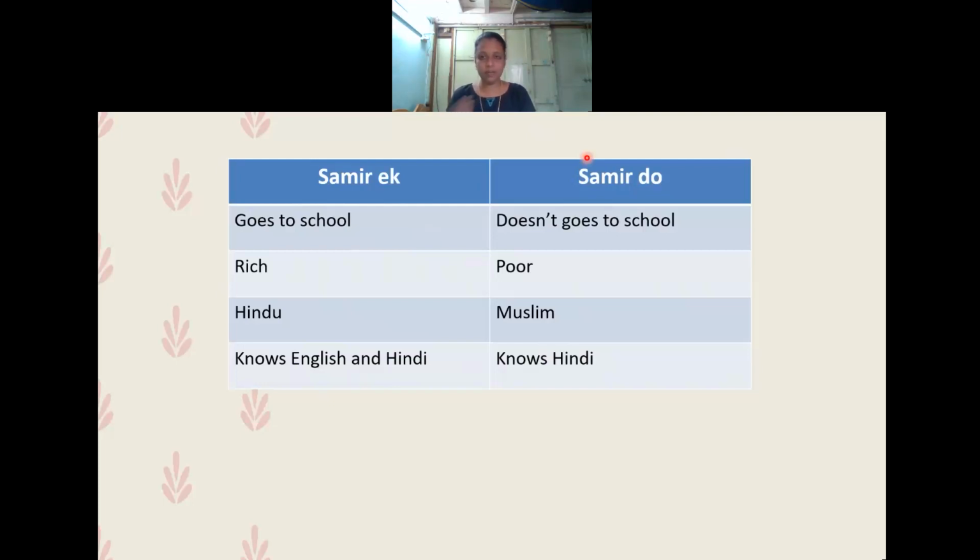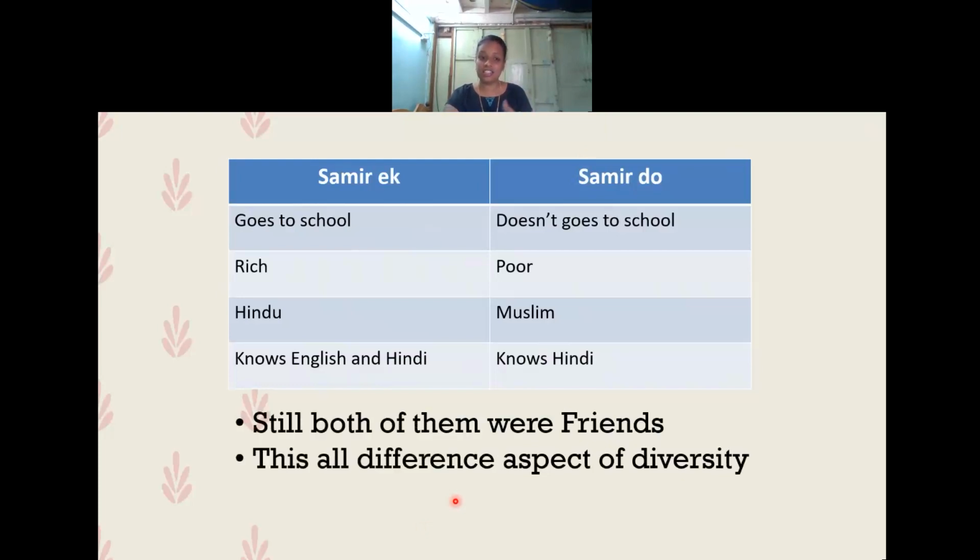The conversation was going on between Samir Ek and Samir Do, discussing communal riots, which were in the headlines. After that, the next day, he did not find Samir Do anywhere, but their friendship was very interesting. They both became very good friends later on.